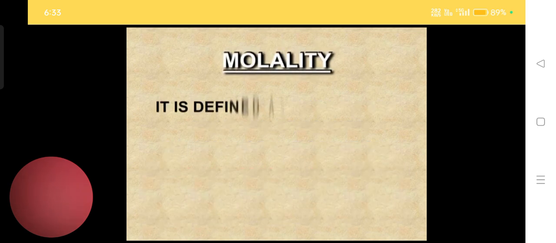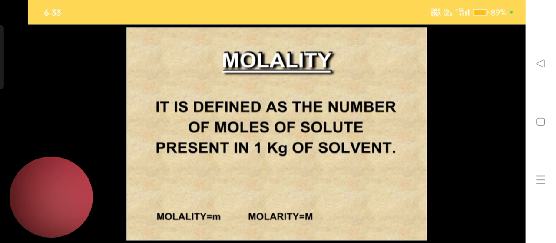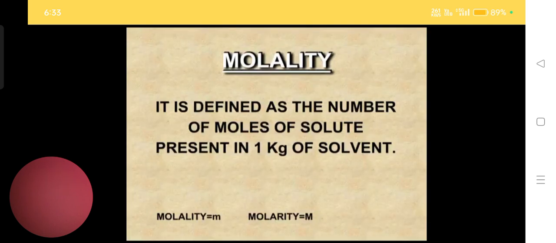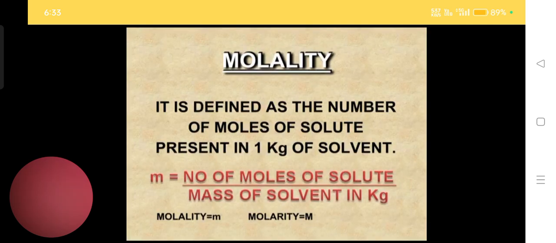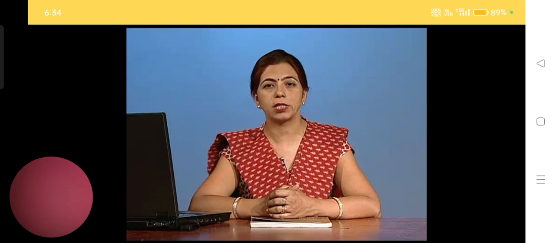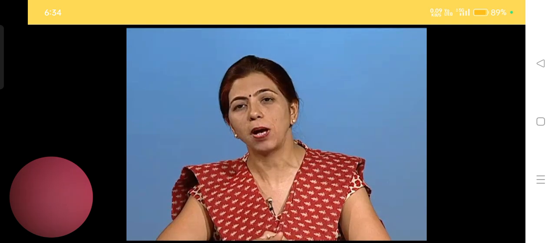Molality is defined as the number of moles of the solute present in 1 kg of solvent. It is represented by small m, whereas molarity was represented by capital M. Now let's see mathematically what molality is. m equals the number of moles of solute divided by the mass of solvent in kg. Molality is mass dependent. It's very important to know the difference between molarity and molality. Molarity depends upon volume, whereas molality depends upon mass.